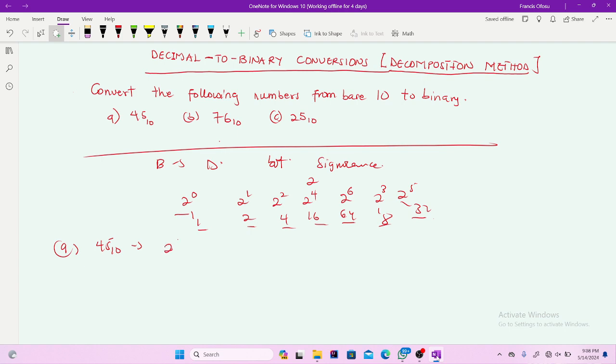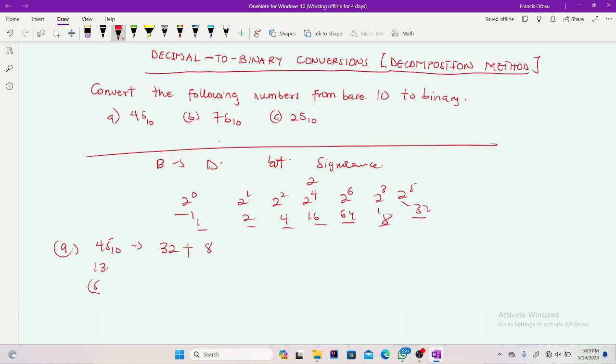So simply write 2 to the power 5, or let's use the 32 itself so that we can know where we are going. You simply write 32 plus. From 45, 32 leaves you with 13. From 13, what highest power can fit into 13? 2 to the power 4 gives us 16, which is greater than 13, so we can't use that. 2 to the power 3 is the next, which is 8. So plus 8, and now you have added 8 to 32, getting 40.